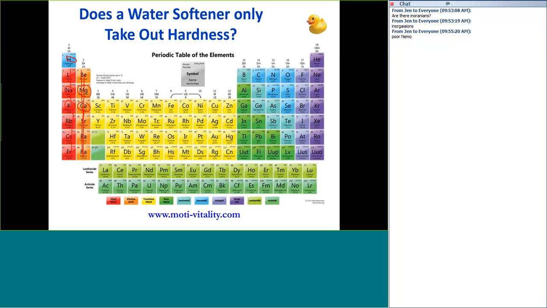Typically speaking, by the way, and this is in general, things on the left side of the periodic table of the elements carry a positive electrical charge, and things on the right side typically carry a negative electrical charge. Okay, that's just something else to mention to you.